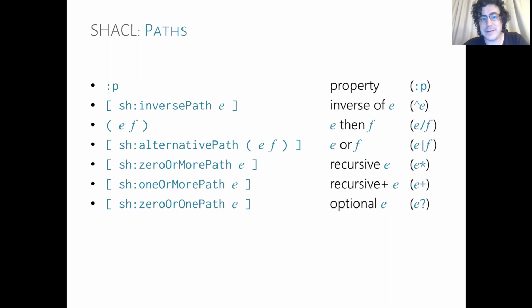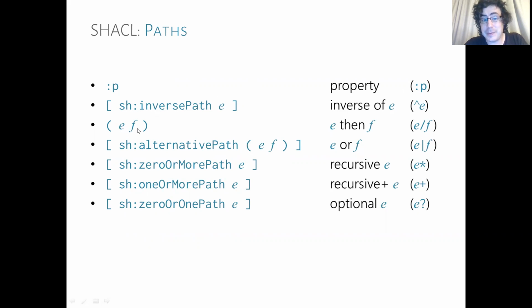We have different ways of defining paths that are essentially the same as property paths in SPARQL, without the negated property sets, but they're quite rarely used in SPARQL anyways. So essentially we have pretty much the same paths as in SPARQL. But we have to express them in Turtle, right? So we have a simple property. We have an inverse path E, and this E can be filled in with anything else. So it's any other expression we have here.